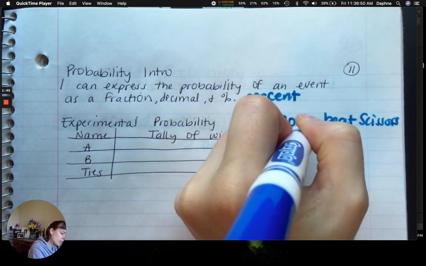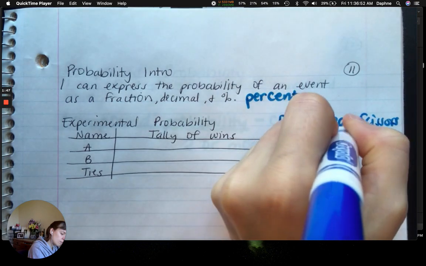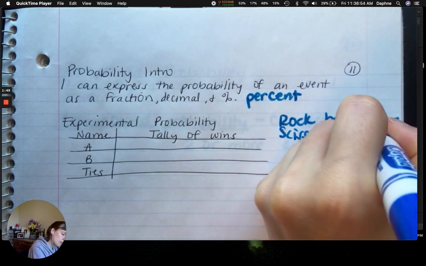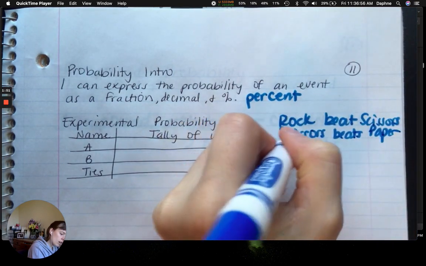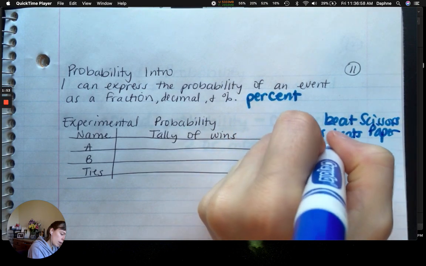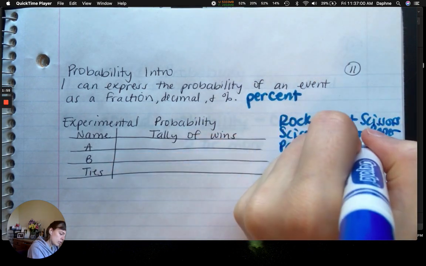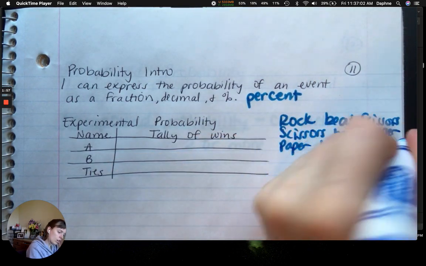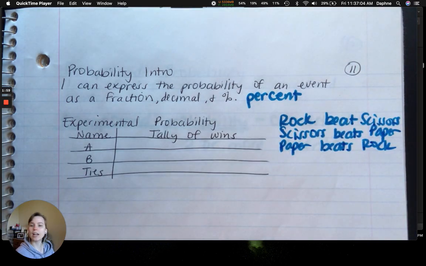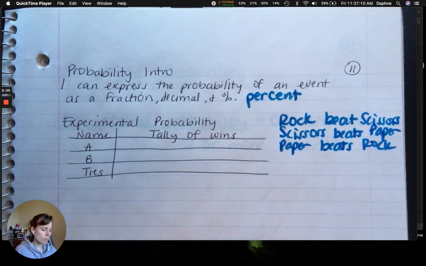Scissors beats paper, and then paper beats rock. All right. So with someone next to you, play about 10, maybe 12, however many you need to, at least 10. So hopefully more than 10.